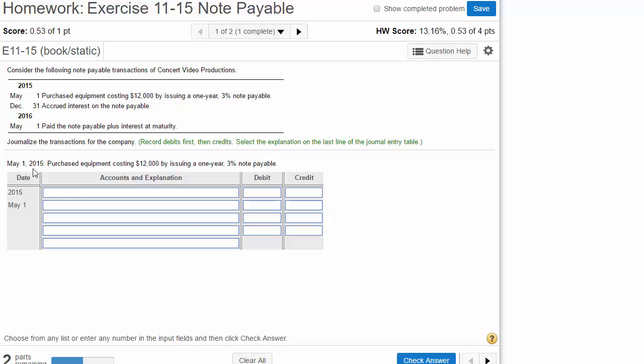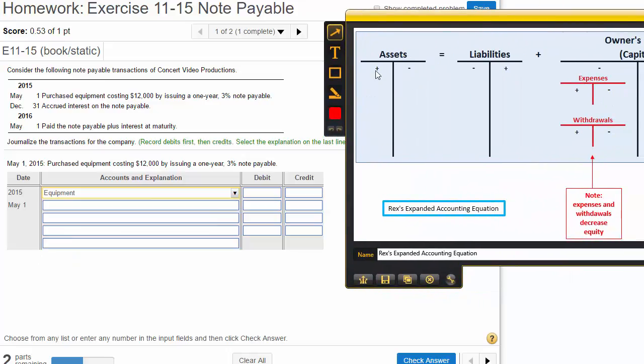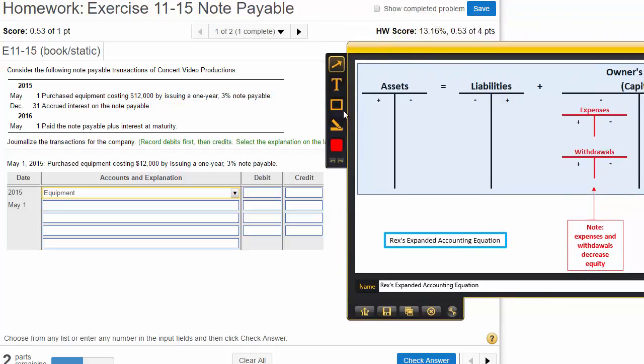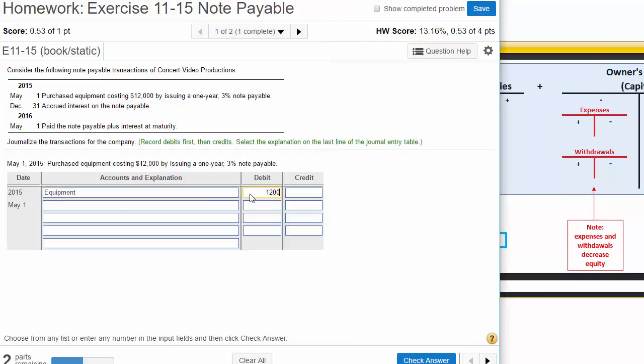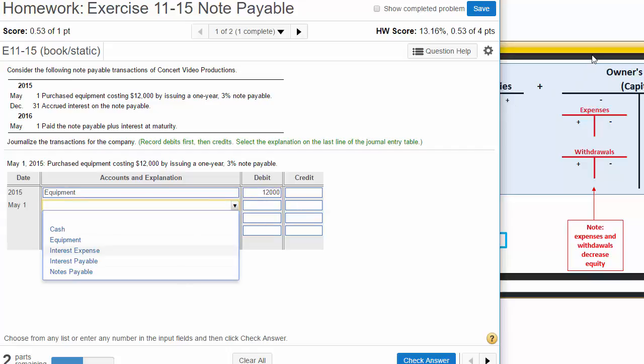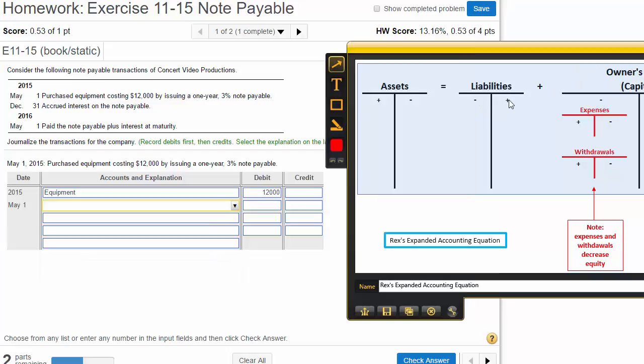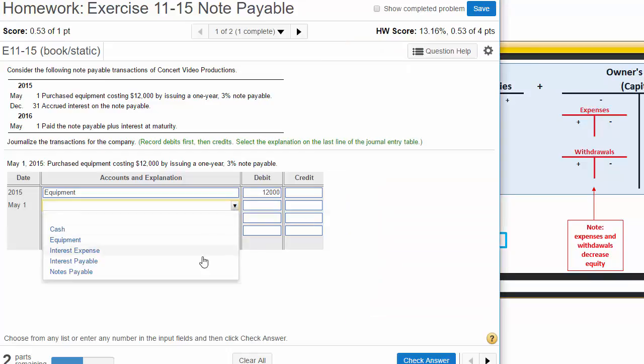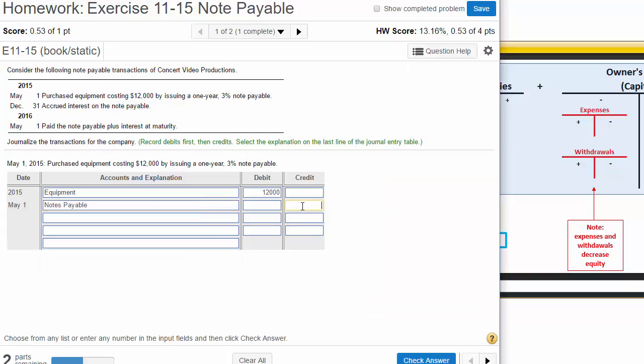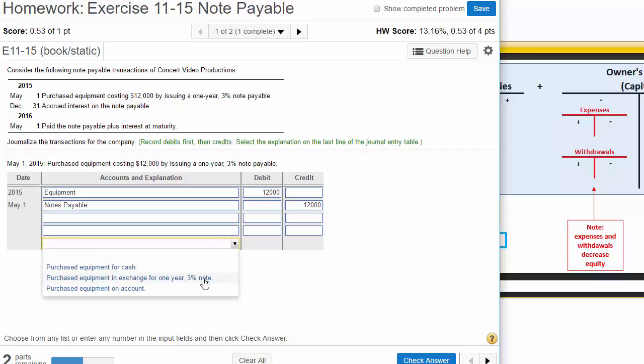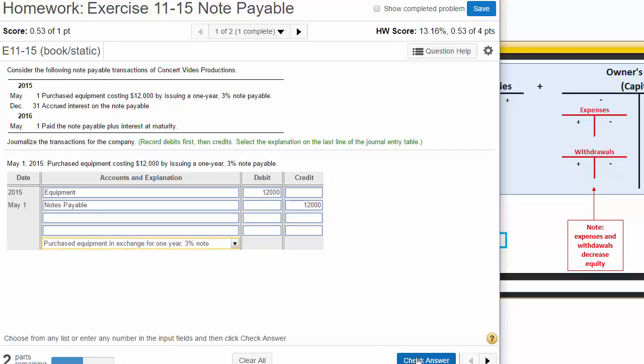So let's work with the original transaction. On May 1st, we purchased equipment, so we're getting equipment. Equipment, of course, is an asset, and the asset is going up, therefore it is the debit, and we have to show debits before credits. $12,000. And the note payable is a liability, and it is increasing on the credit side. We have more debt. So we purchased equipment in exchange for a 1-year 3% note.